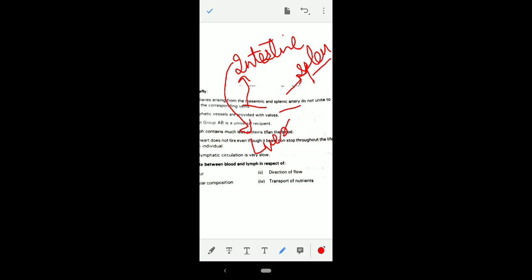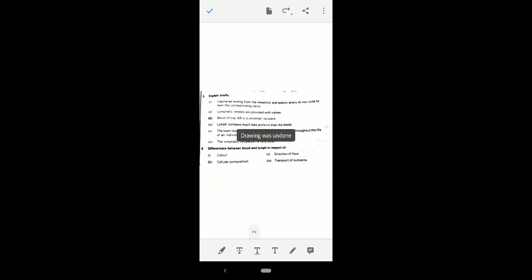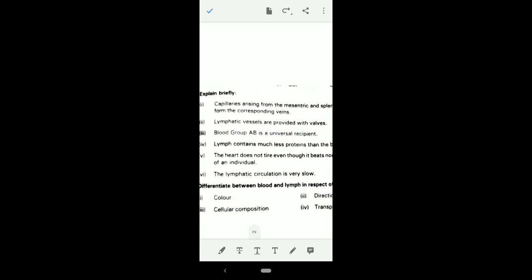Why did I say hepatic? Because it is going to the liver. The word hepatic is related with liver. Portal because these are small. Portal is like a small TV. So these are small veins. And from here it opens into the heart through vena cava or through veins. So our answer is, I hope, clear. Capillaries arising from mesenteric and splenic artery do not unite to form the corresponding veins because they pour their secretion to the liver. Lymphatic vessels are provided with valves.